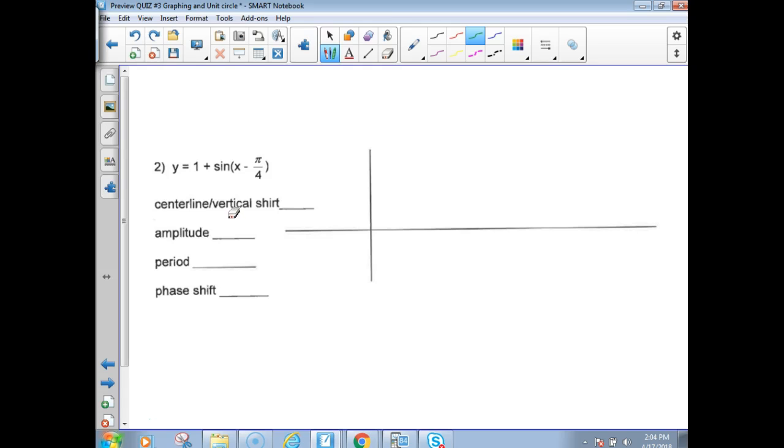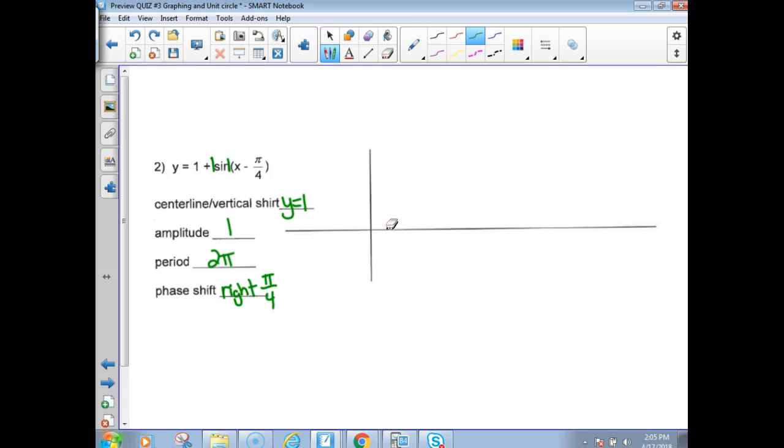Okay, center line or vertical shift: it has moved. This is y equals 1 for the vertical shift. The amplitude, the A value, do we need a reminder of the format? Okay, A is 1, that's what's in front, or the coefficient there, amplitude of 1. There is a B value of 1, but the period did not change. It's just the normal period of 2 pi. This one has a phase shift, though, and you do need to write right or left, and it's pi over 4 to the right.